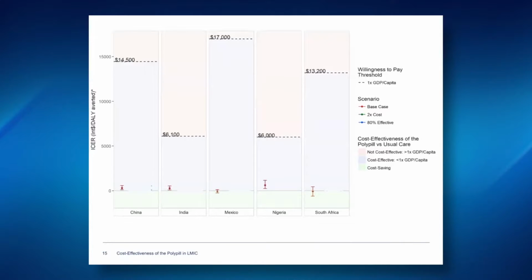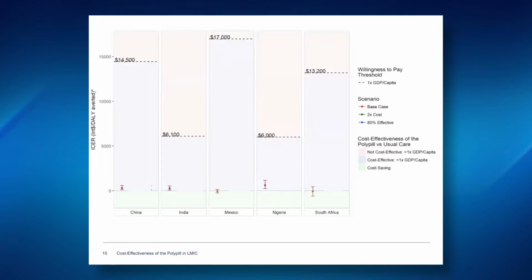And so in our base case analysis, we found that giving the polypill compared to usual care, so if anybody is getting cardiovascular medications, if we replace that with the polypill, then it would be cost effective well under these thresholds in all countries. The interesting thing that we also found was that in Mexico and also in South Africa, some of our simulations were cost saving. And so when we took a look deeper into the data, we found that for these individuals, the reason it was cost saving was because we were averting expensive MIs and strokes and preventing hospitalizations and cardiac caths and surgeries.